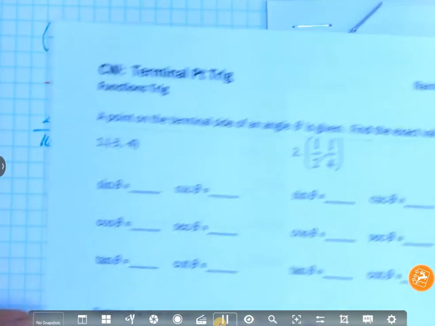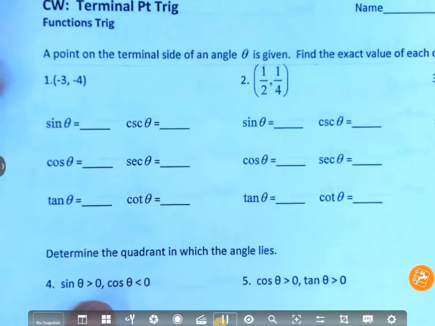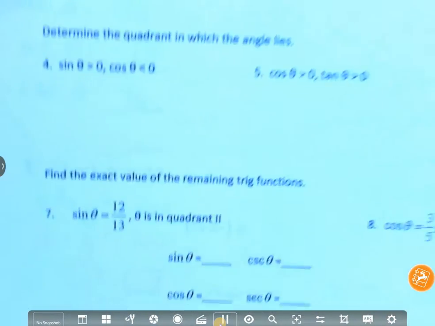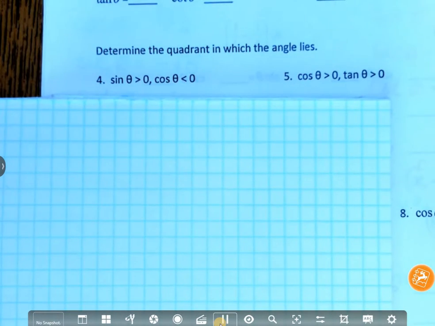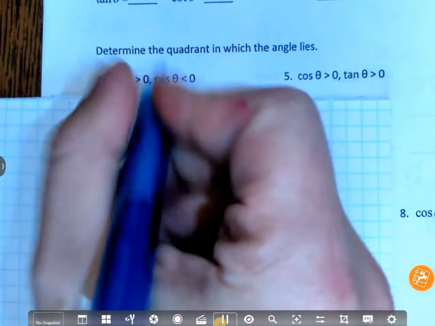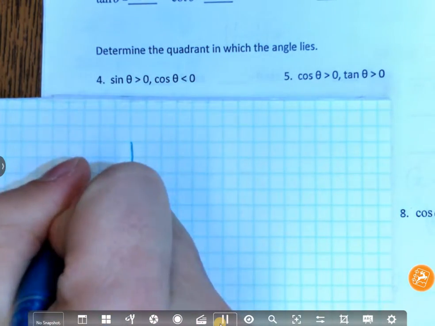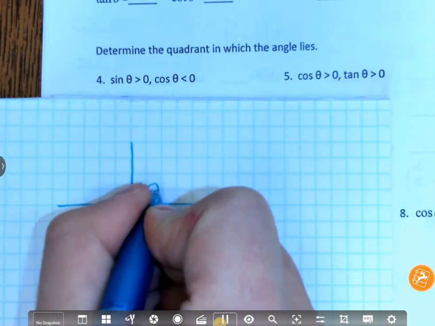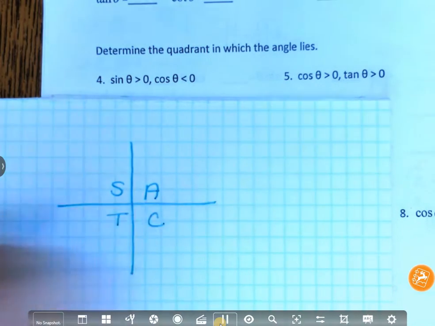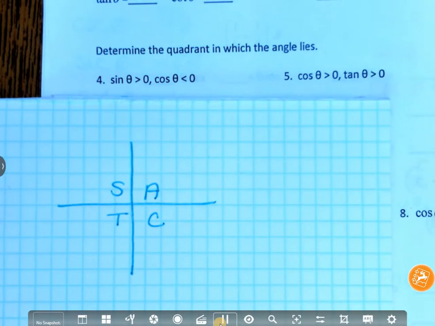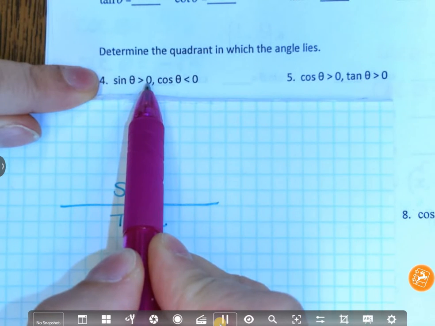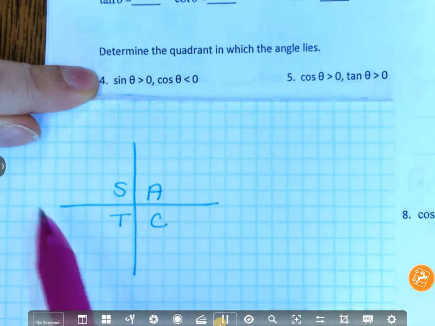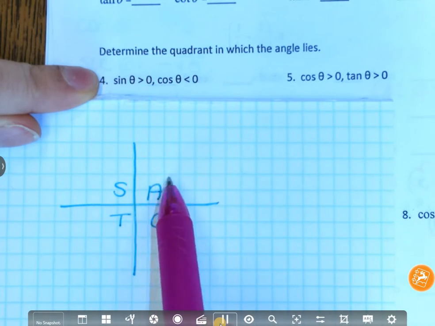The next thing I want to make sure that we're okay on is 4, 5, and 6. Number 4, what they're trying to do is determine the quadrant in which the angle lies. So if I have my quadrants, I have my All Students Take Calculus. This is saying that sine is greater than 0. If sine is greater than 0, is that positive or negative? Positive. Which quadrants have positive signs? A and S, 1 and 2.